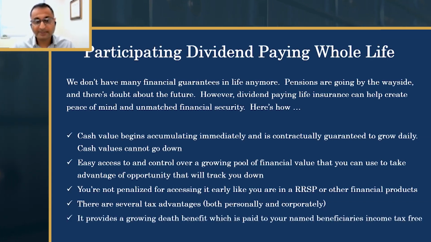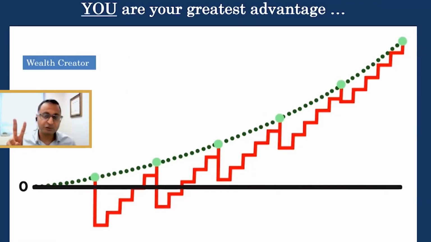It provides a growing death benefit, which is paid to your named beneficiary tax-free. Two individuals, the debtor and the saver. Debtor and saver are no different. They're still able to accomplish the objective of buying things, but they don't have zero money to show for when they've used the money to buy the things that they need to acquire.